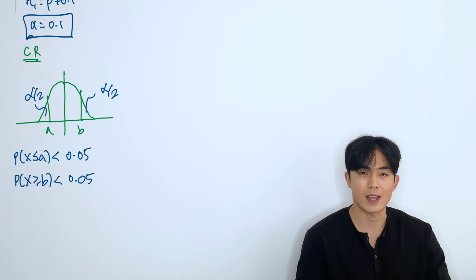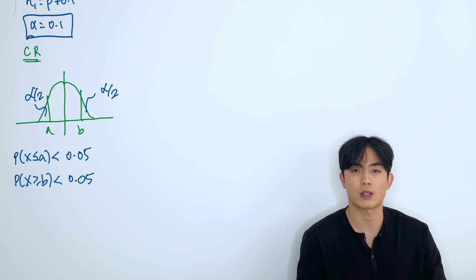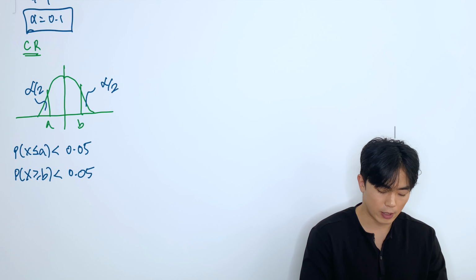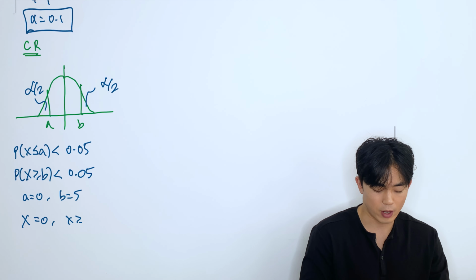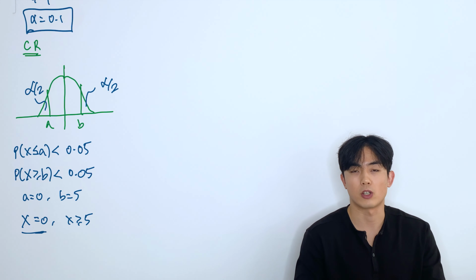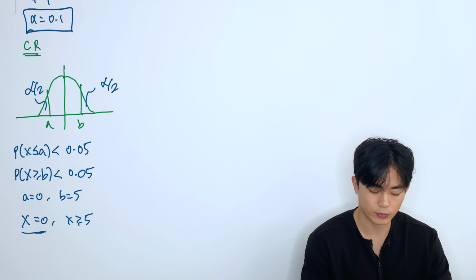And now we have to find the A and B values both. But finding them is actually the same as the way we found it. You can use a table or the calculator like we did before. And you should get that A is 0 and B is 5. So the critical region would be when X is equal to 0 and X is larger than or equal to 5. Remember it's equal to 0 here because you can't get negative values for this X value.